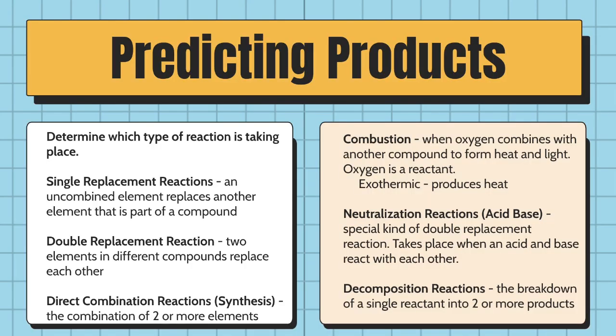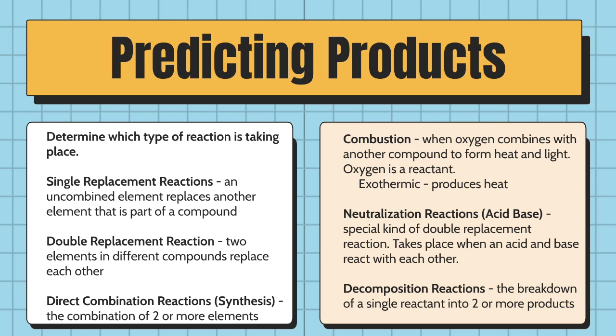Next is predicting products. First, we must determine which type of reaction is taking place. In a single replacement reaction, an uncombined element replaces another element that is part of a compound. In a double replacement reaction, 2 elements in different compounds replace each other. In a direct combination or synthesis reaction, 2 or more elements combine.